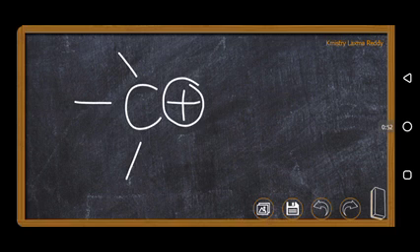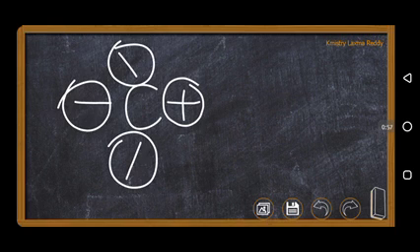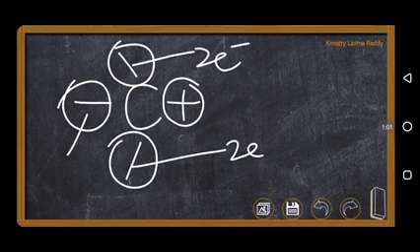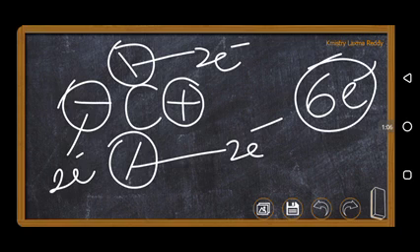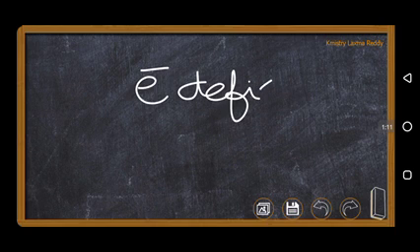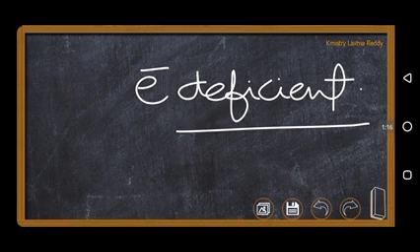Carbocations generally have three bonds and one vacant orbital. Because of the vacant orbital, they have a plus charge. Each of the three bonds is made up of two electrons, so the total number of electrons is 6. As the number of electrons is 6, we can call this an electron deficient molecule. So carbocations are electron deficient. They are in need of electrons.